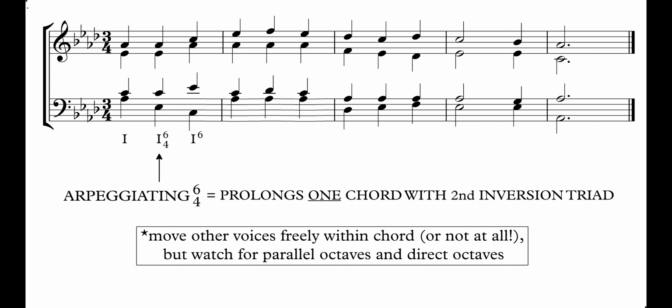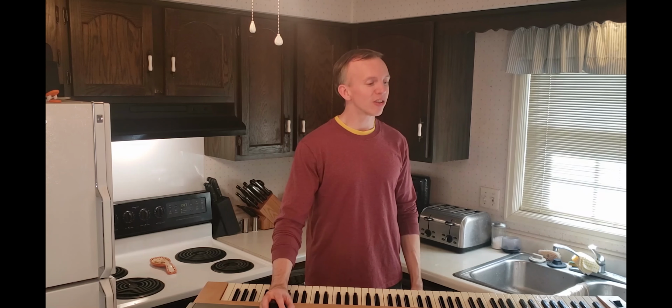We see some advice at the bottom of the screen. We of course can let the other voices move around. Maybe they can stay put as our upper voices do between beat 1 and beat 2. We're certainly still worried about parallel octaves and things like that. So that is an arpeggiating 6/4.